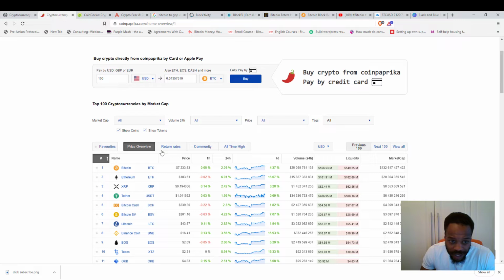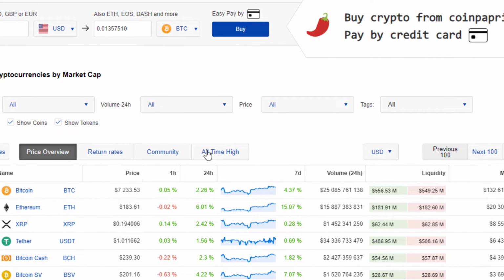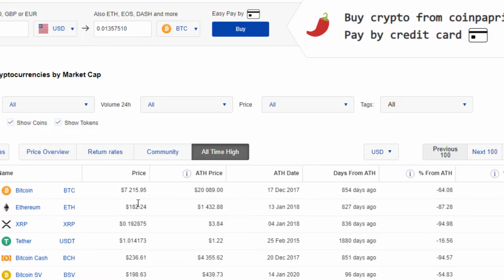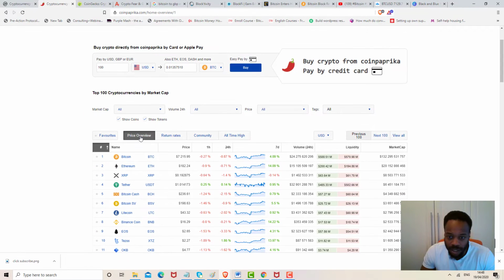You'll see here that you can look at all-time highs, and it's presented in a nice little table here, which is perhaps a bit more useful than CoinMarketCap in the way that they've done theirs. So you've got the all-time highs for Bitcoin here, Ethereum, XRP, all in one graph here. And again, I think it's just a bit tidier, I suppose, than CoinMarketCap.